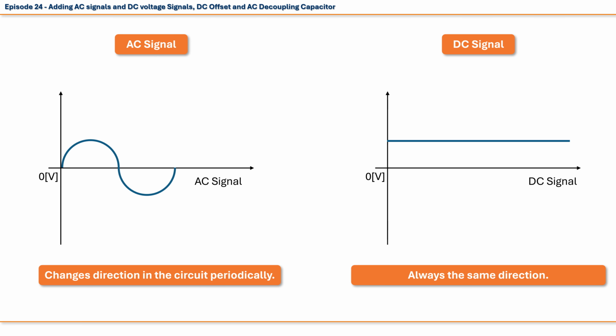You might think, well, if there are AC signals, it's only logical that there are DC signals as well, right? If the main feature of AC signals is to change direction periodically in the circuit, it stands to reason that DC signals flow only in one direction, right? It's logical, but it is not so.